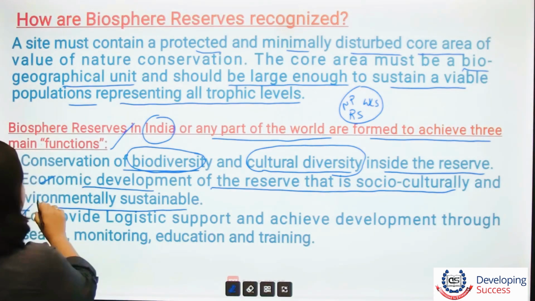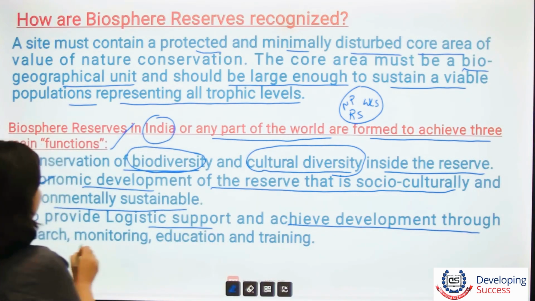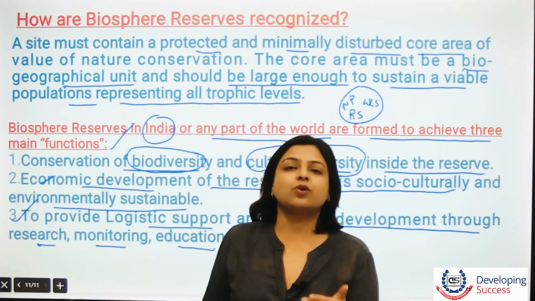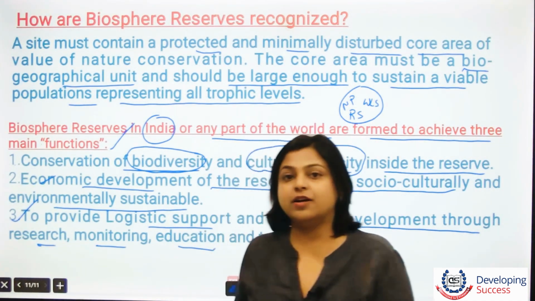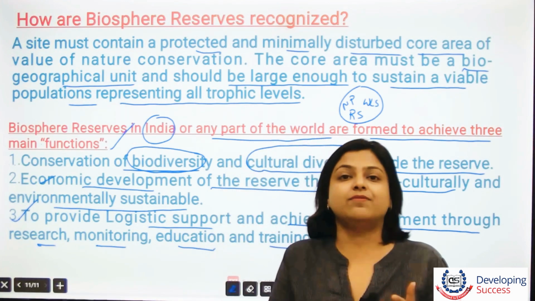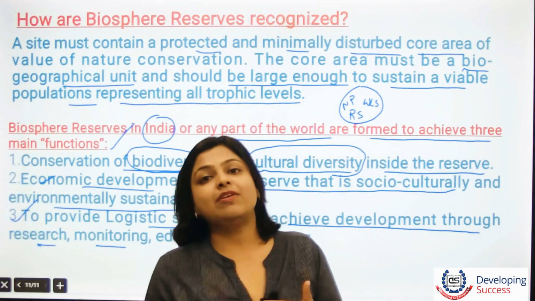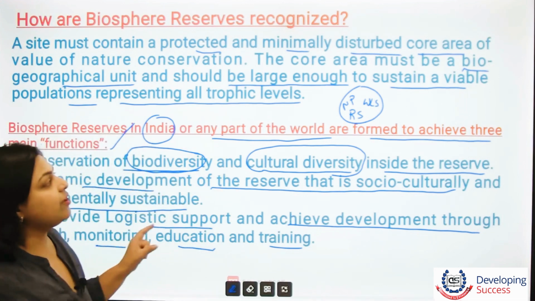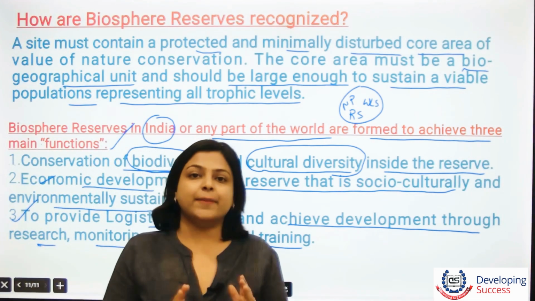Now the third point, to provide logistic support and achieve development through research, monitoring, education and training. So how will this conservation come into force? There will be some kind of research, monitoring will be done, education will be imparted on how to conserve this biodiversity, and also particular training will be given so that the conservation stands fulfilled. So these are the three functions for which any of the biosphere reserves are made worldwide.